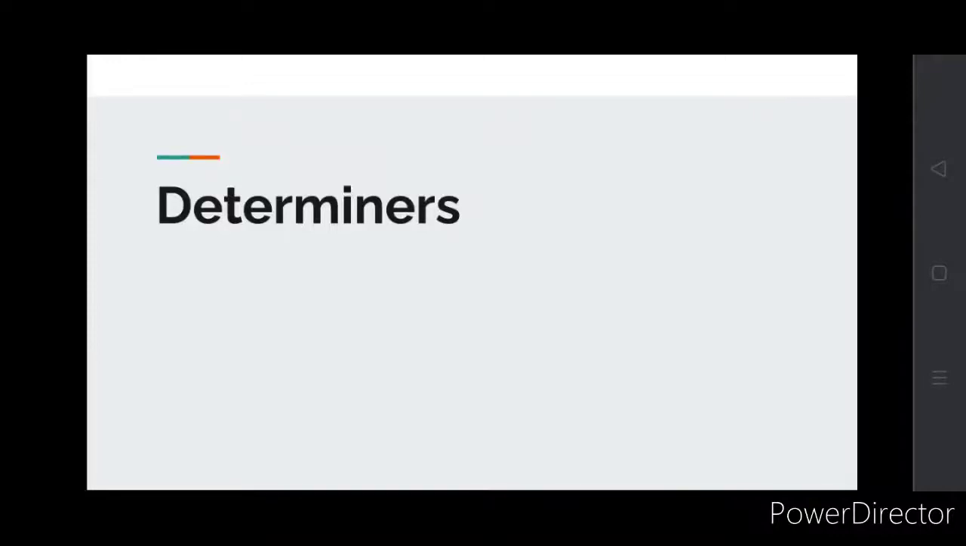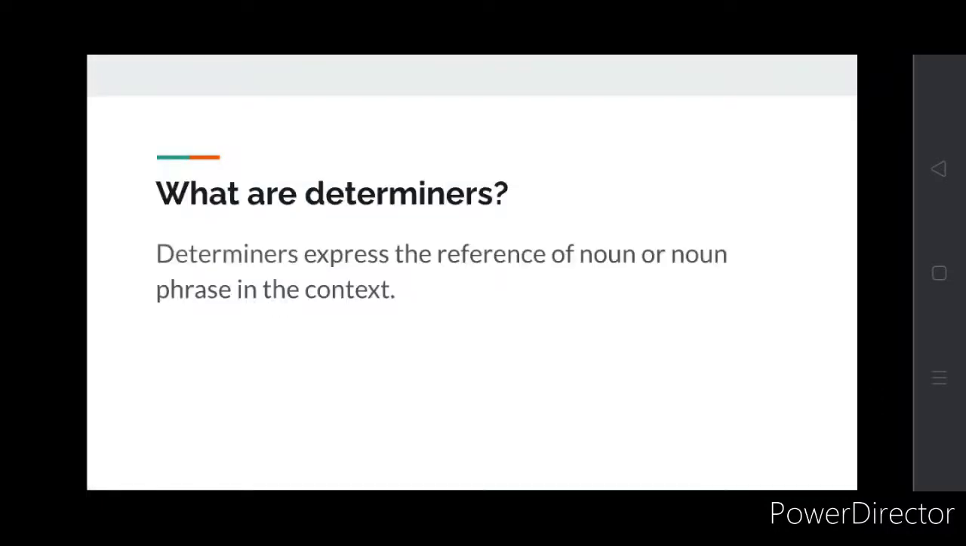Hi, so today we'll start with grammar lesson number 1, determiners. Now, to begin with, what are determiners? Determiners express the reference of a noun or noun phrase in the context. Basically, determiners come before the noun and tell you about the noun. What is the noun? Okay? And they also tell you in what context the noun is used.